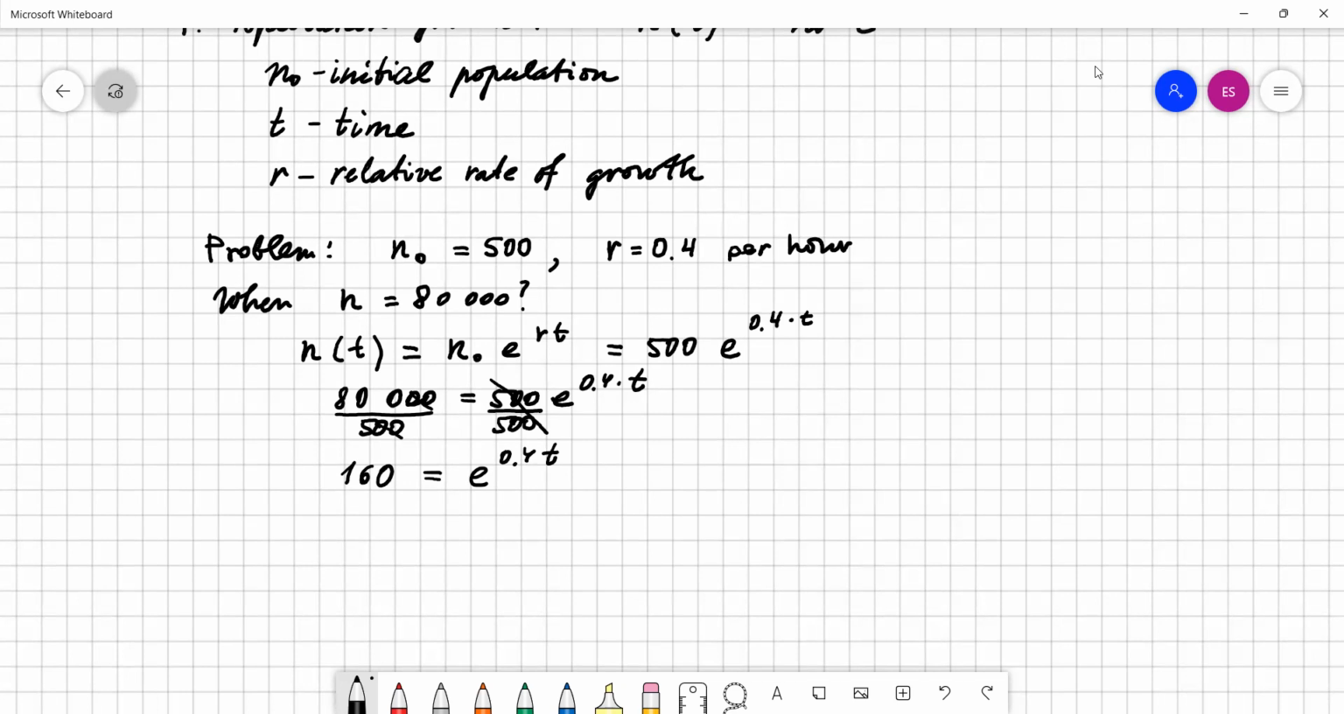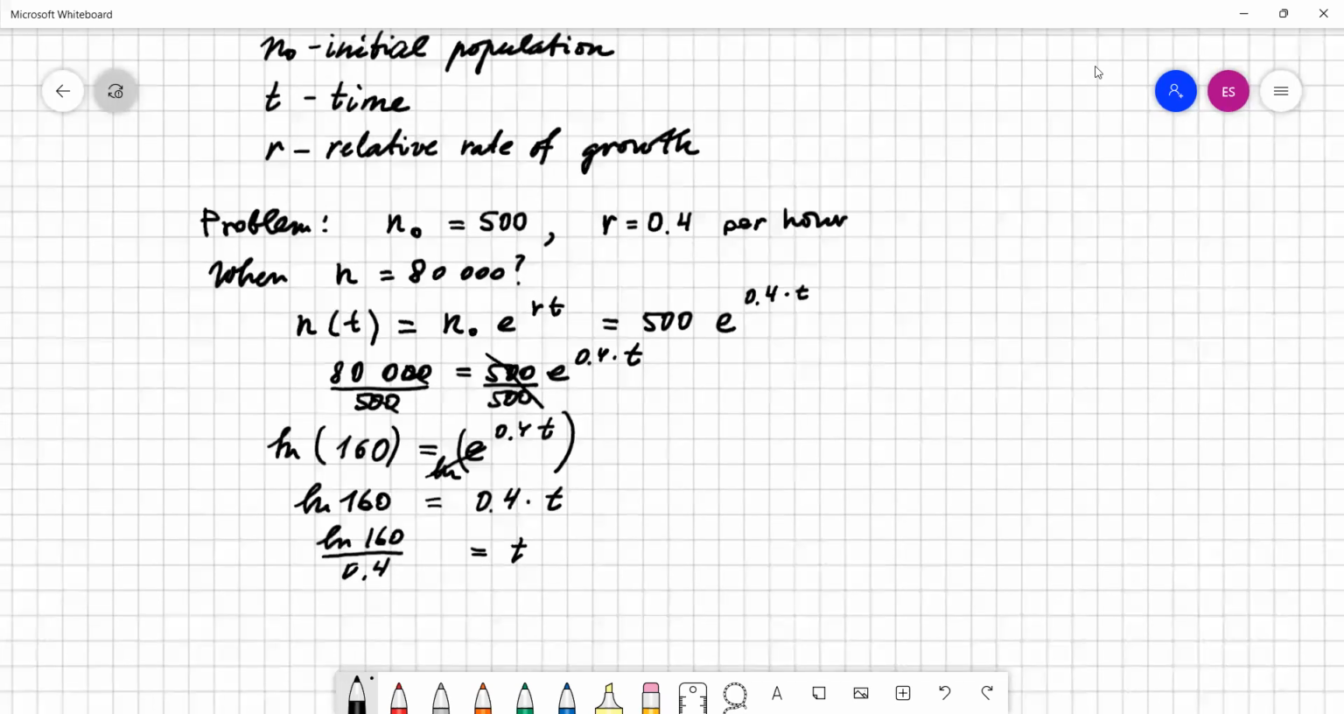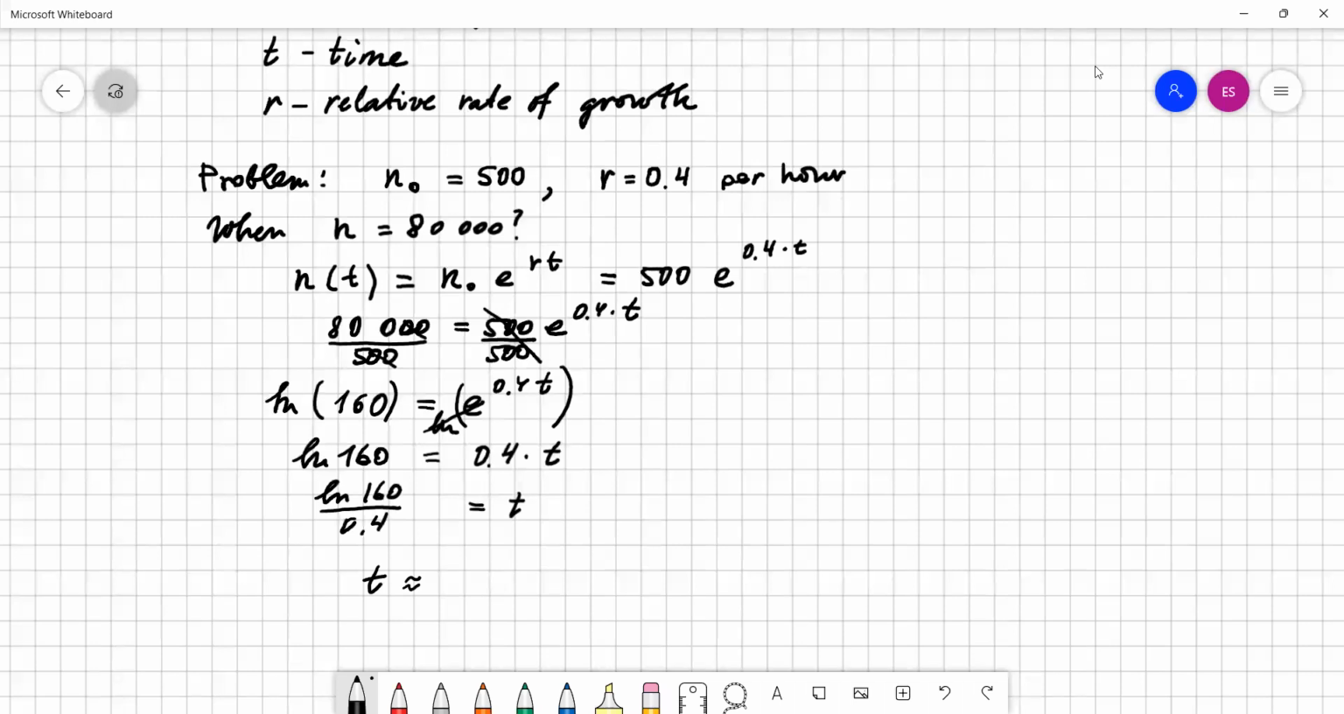Now I can apply ln on both sides, like I usually do when I solve an exponential equation, right? I'm going to put ln here and ln here. Ln here is just going to give me ln of 160. Ln here is going to cancel with the exponential function because of the cancellation equation and give me 0.4t. Now I can find t by dividing by 0.4: ln of 160 divided by 0.4. And if you plug everything into a calculator, you can figure out that t is approximately equal to 12.7.